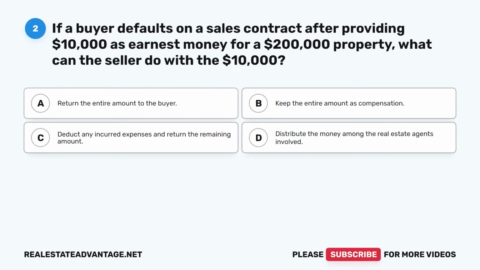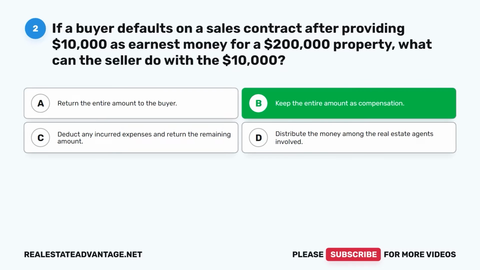If a buyer defaults on a sales contract after providing $10,000 as earnest money for a $200,000 property, what can the seller do with the $10,000? A. Return the entire amount to the buyer. B. Keep the entire amount as compensation. C. Deduct any incurred expenses and return the remaining amount. D. Distribute the money among the real estate agents involved.